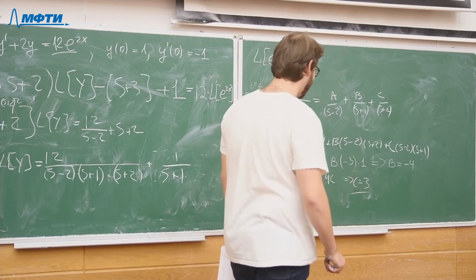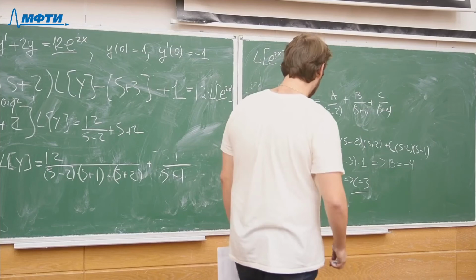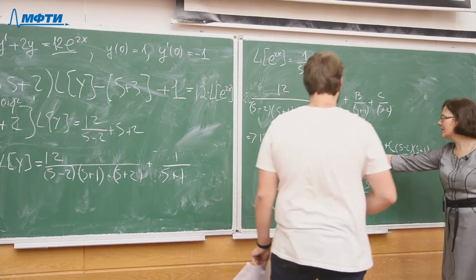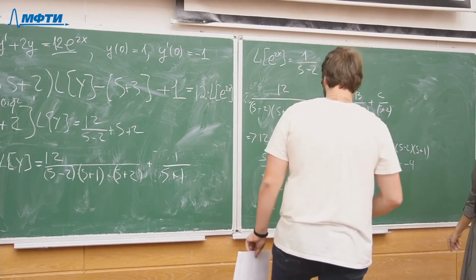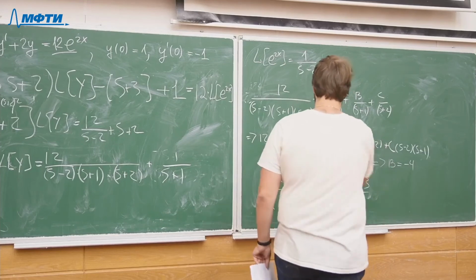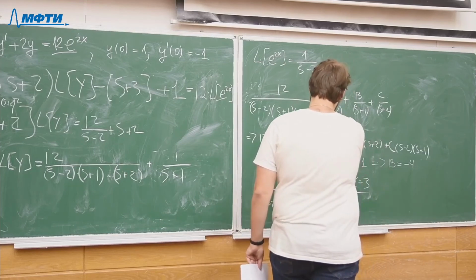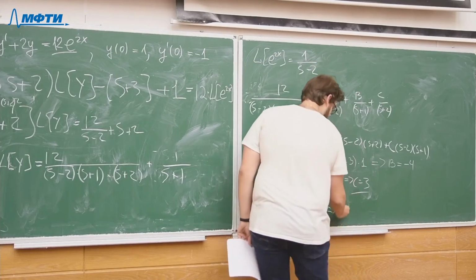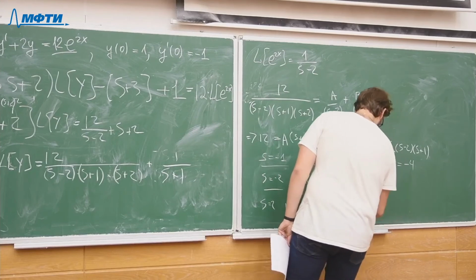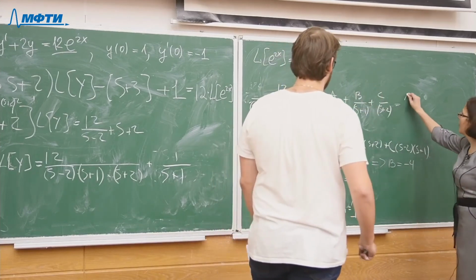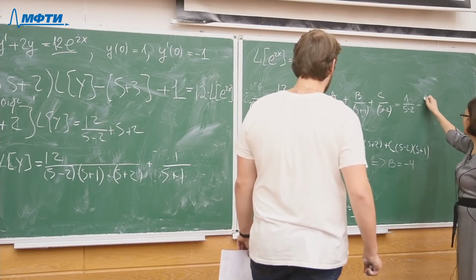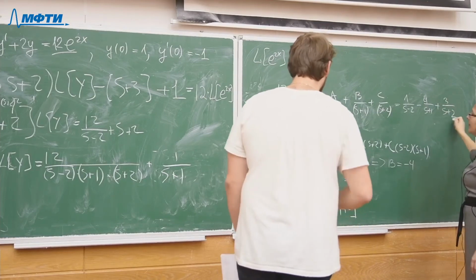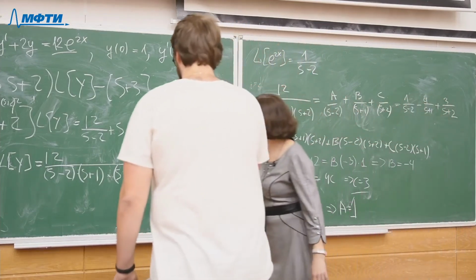It's a very long way. But then next, we can substitute 2. Substituting 2 will give 0 for this term and this term, right? So it's going to be 12 equal to 12A, A is 1. So we have obtained the following: 1 over S minus 2, minus 4 over S plus 1, plus 3 over S plus 2, and we have one more term, this one.